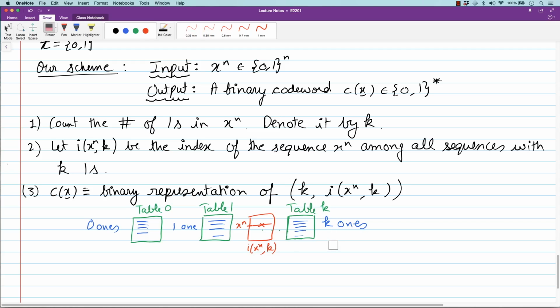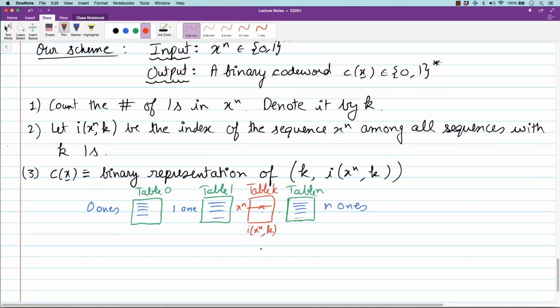Sorry, what's the maximum number of ones that you can have? You can have n ones. So this is table n, and this is the kth table. This is where your given sequence lies, and you look at the row number, that's I(x^n, k), and store that. That's the scheme. Very simple. Each sequence here can take a different number of bits. Why? Because I(x^n, k) can take a different number of bits depending on what k is.